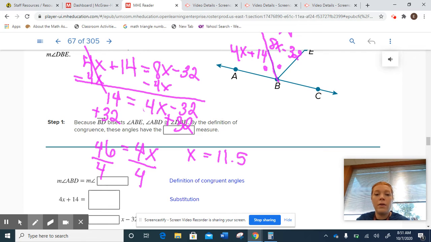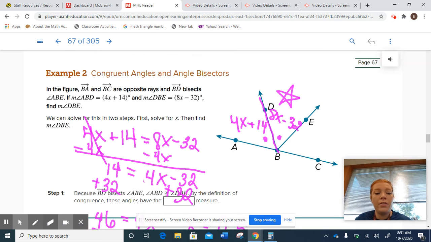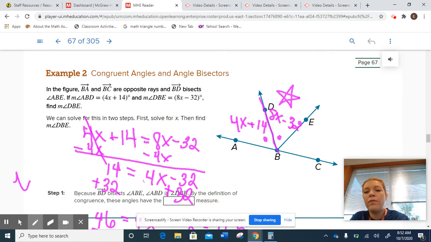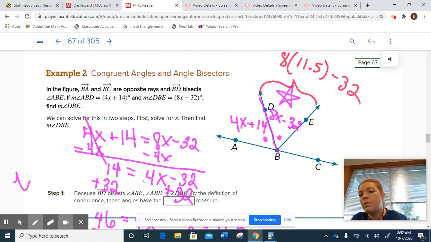Okay, so now what we can do is go ahead and come back up here and put the 11.5 back in. I want to do a different color. There we go. Okay, so 11.5 is going into this part right here. 8 times 11.5 minus 32. I'm grabbing my calculator. 8 times 11.5 minus 32, 60. So that means this other one is 60 degrees. Put the degrees on there.